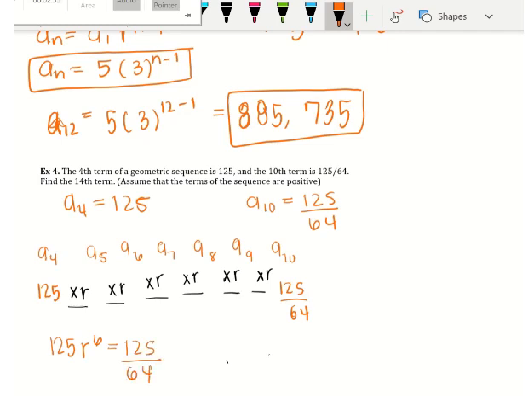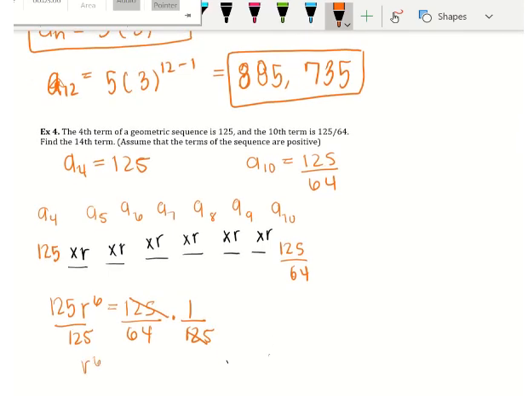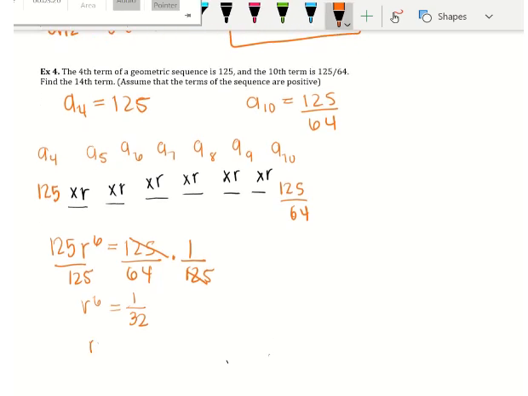Okay, so I'm going to solve for that r. Divide by 125 on both sides. Then you get r to the 6th is equal to 1 over 64. Okay, and then what value of r, when I raise it to the 6th power, will give me 1 over 64? That's going to be 1/2.